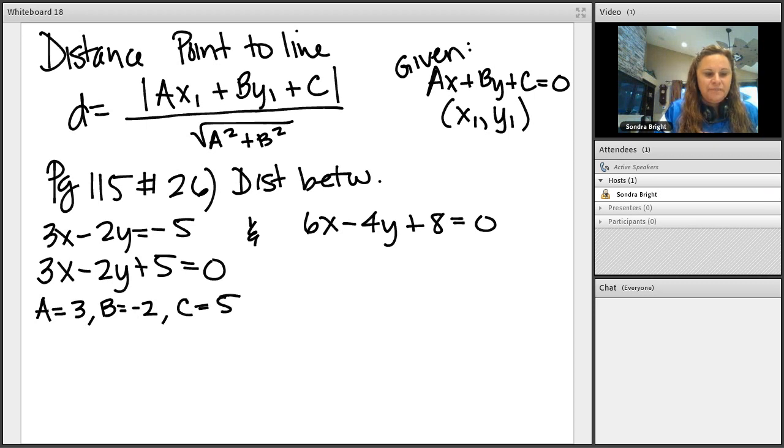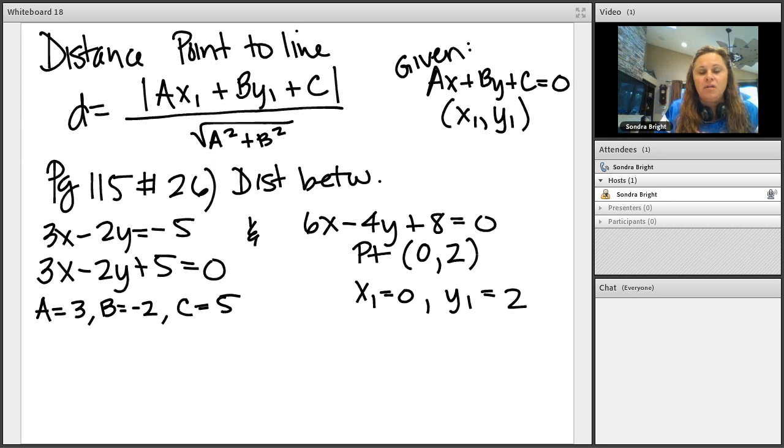I'm going to identify a point on the line here. You can choose anything you want. I'm going to choose something easy: if I plug 0 into x and then solve for y, I would end up getting 2 for my y value. So I'm going to let x1 equal 0 and y1 equal 2. Again, all I did there was find some point on the line. This isn't the only point you could use. You could find any point on the line. I just tried to do something easy.